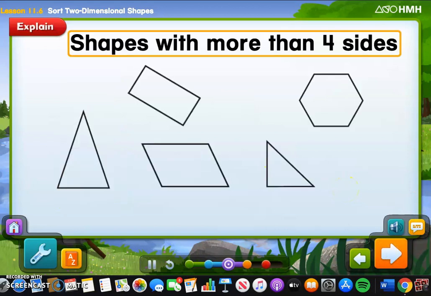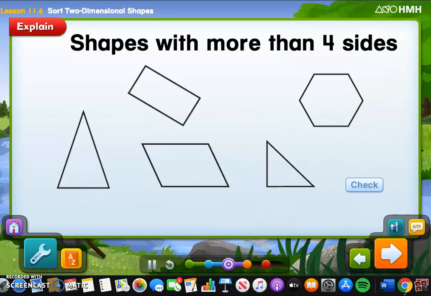You can group shapes according to a rule. This rule is shapes with more than 4 sides. Select the shapes that match the rule. Okay, so shapes with more than 4 sides. So we're looking at some shapes that are going to have not 4 sides, but more than 4. So we know that a triangle only has 3, which is less than 4. So that wouldn't work. We're looking at this quadrilateral, and we know that it's a quadrilateral because it has 4 sides. 1, 2, 3, 4. So that one wouldn't work either.